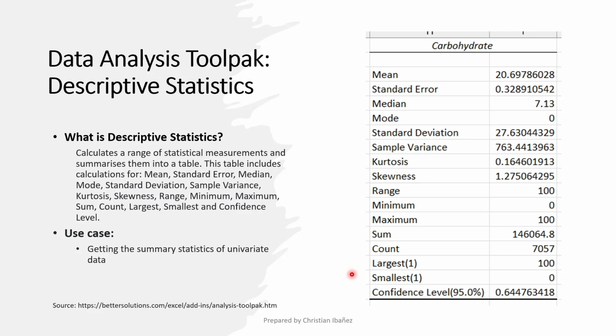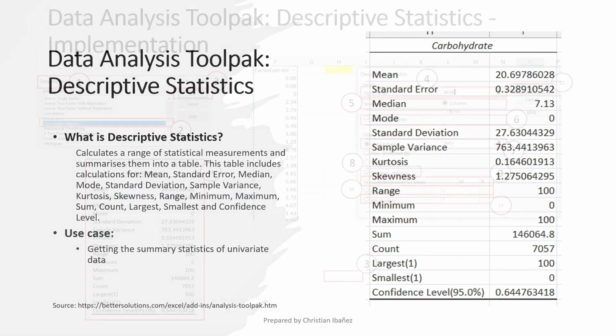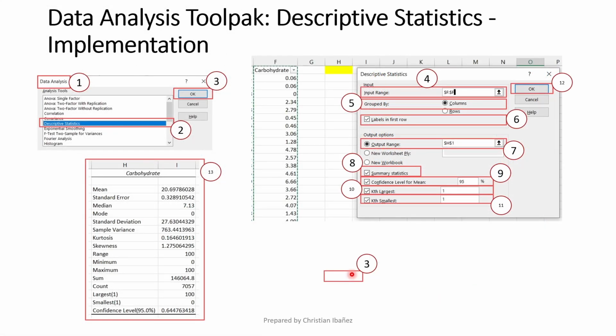So now let's go to the steps on how we can leverage this tool under Data Analysis ToolPak. Of course, for the first step of implementation, we just need to go to the Data Analysis ToolPak, open it under the analysis tool, search for descriptive statistics, and click OK. And then from here, it will show us this window of descriptive statistics. And there are a lot of inputs here that we need to fill.